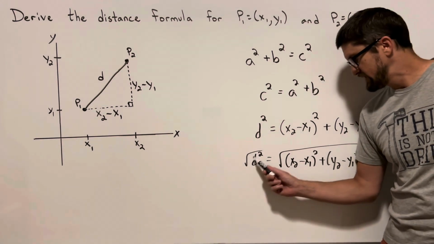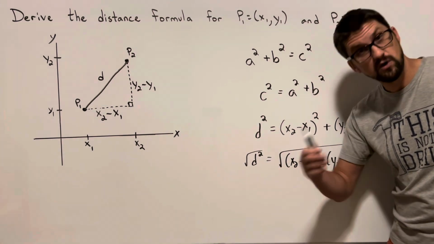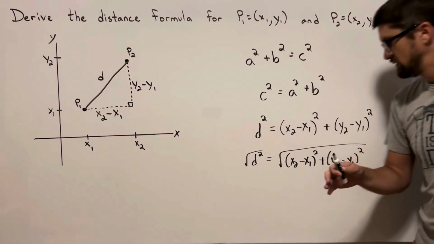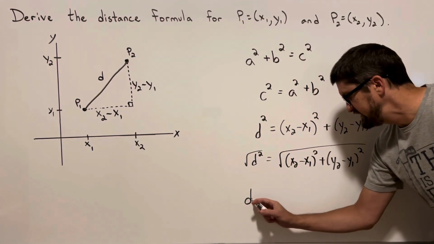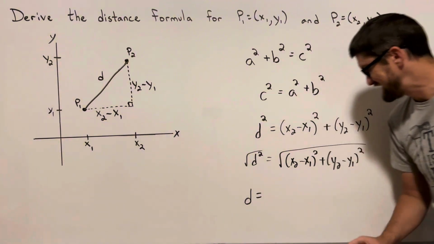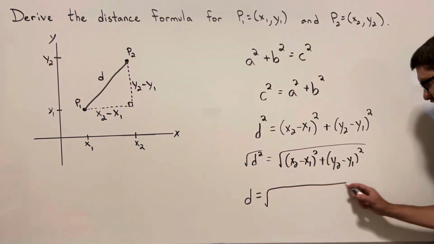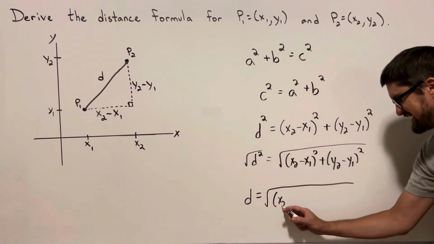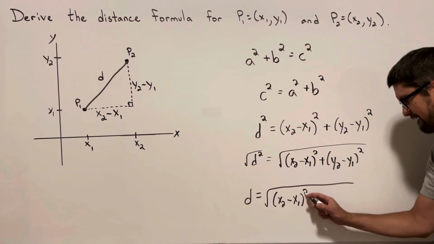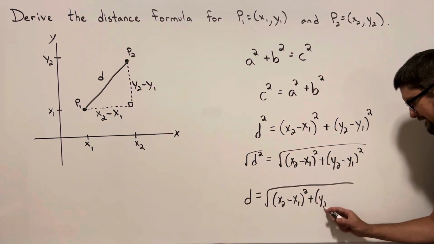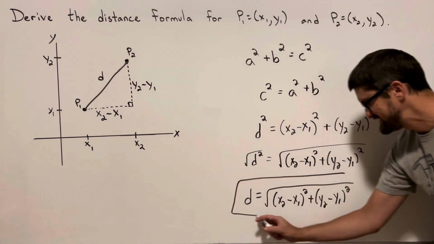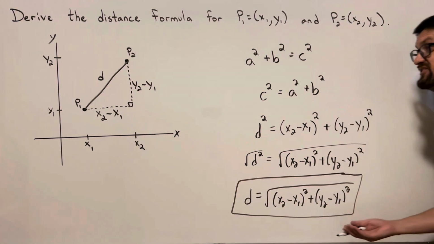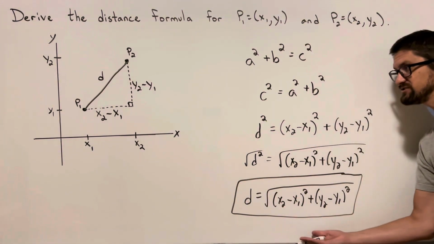And then on the left-hand side, the square root and square invert each other, their inverse properties, so they go away. So I just have d on the left-hand side, and then I'm just going to write the same exact thing right here. This is a representation of the distance between two ordered pairs. There you go.